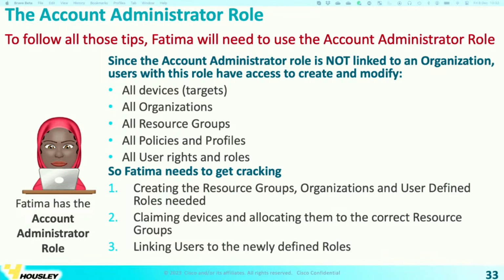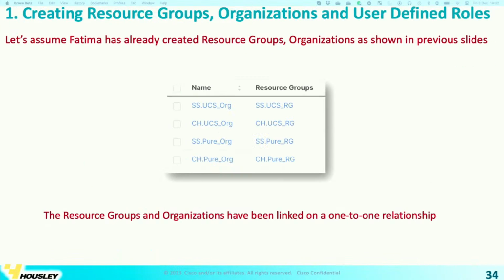So Fatima does that, and we'll assume that Fatima's following all my tips, that she's got access to all devices, all organizations, all resource groups, all policies and profiles, all user rights and roles. I think I repeated that. So she needs to get cracking. She needs to create these things, claim the devices, and put the users in their right places, right? Now, we'll assume that she's already created the resource groups because I showed you screen dumps of that earlier on. And we'll assume that she's already created the organizations because we showed you screen dumps of that earlier on. And we know we've got a one-to-one relationship between organizations and resource groups, right?